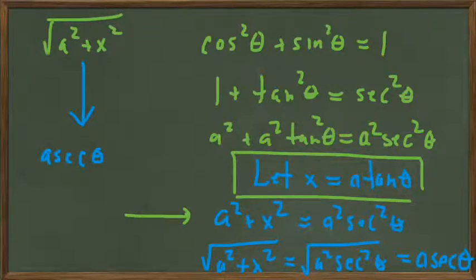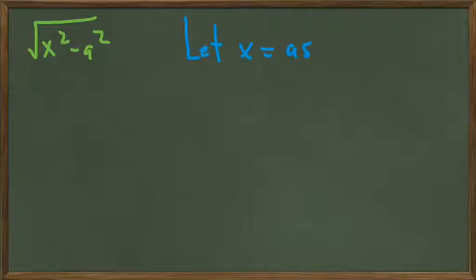And then the final type is when we have a radical of the form x squared minus a squared. Since we've gone through this twice before, I'm not going to go through it in all of the detail. It's very similar. We're going to let x equal a secant theta, and then the radical turns into a tangent theta.